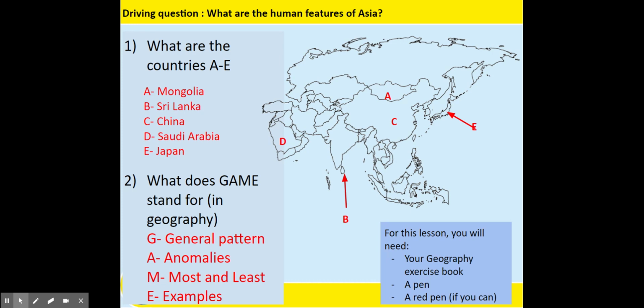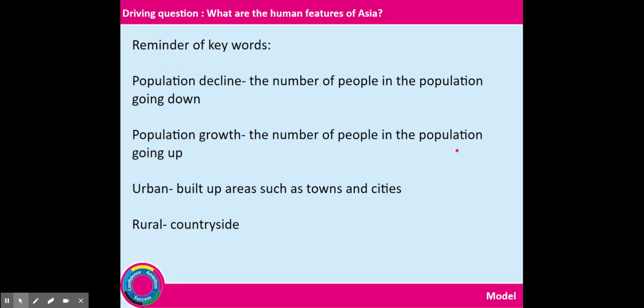And today we're going to talk about the human features of Asia. We're going to look in more detail about different aspects of Asia, from cities to slums. Before we go through that though, we need to make sure we have these keywords down.